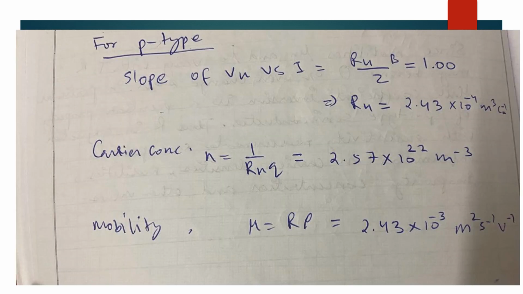In this image, it is shown that if we know the slope, we can calculate the Hall coefficient, which further tells us about the charge carrier density in a semiconductor and the mobility of those carriers, given the resistivity of the semiconductor is known. You can also see that the Hall coefficient comes out to be positive, which tells us that this semiconductor is p-type.